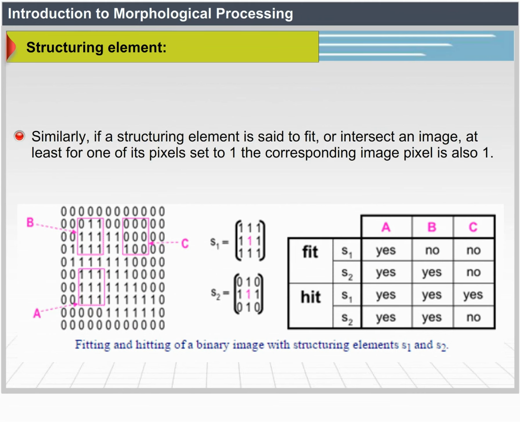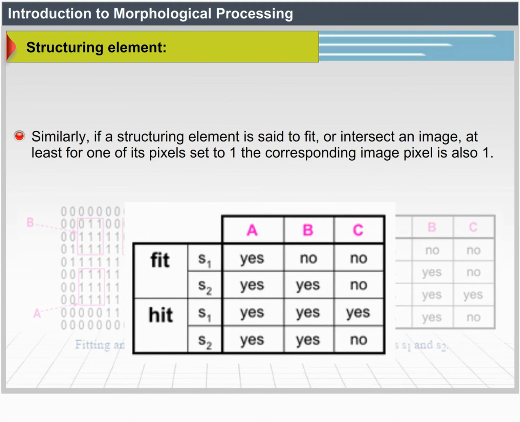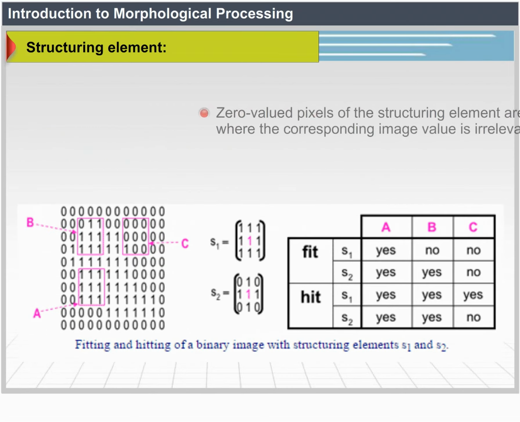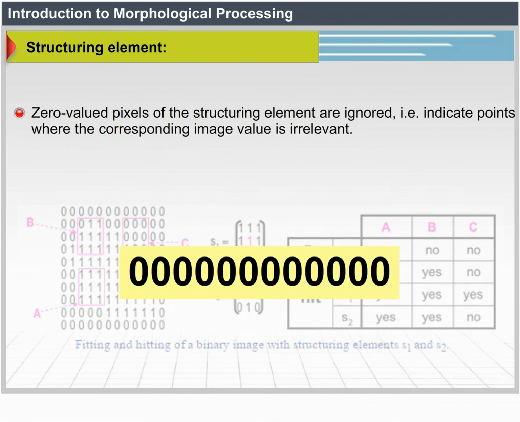Similarly, a structuring element is set to hit or intersect an image if at least for one of its pixels set to 1, the corresponding image pixel is also 1. Fitting and hitting a binary image with structuring elements S1 and S2. Zero-valued pixels of the structuring element are ignored, that is, they indicate points where the corresponding image value is irrelevant.